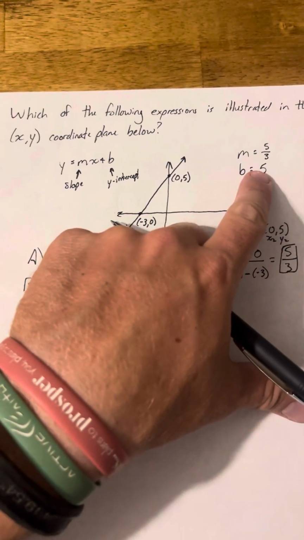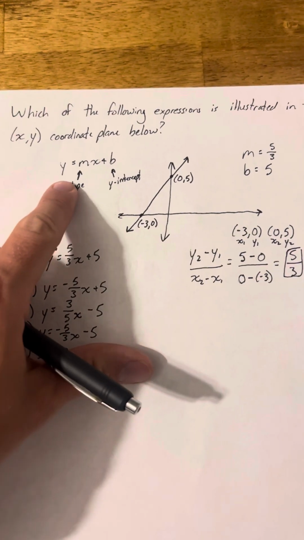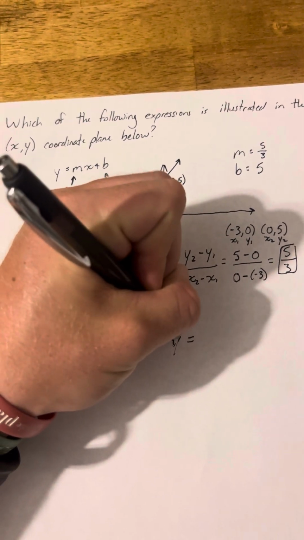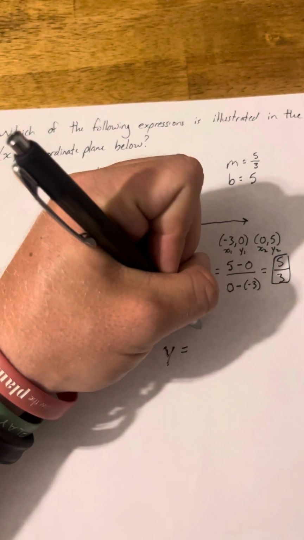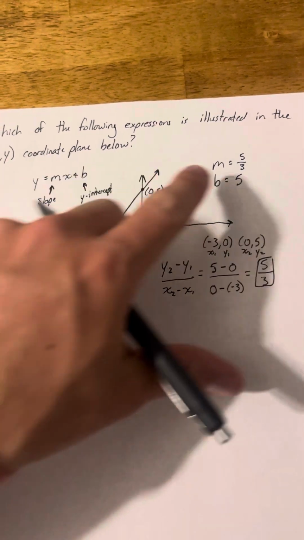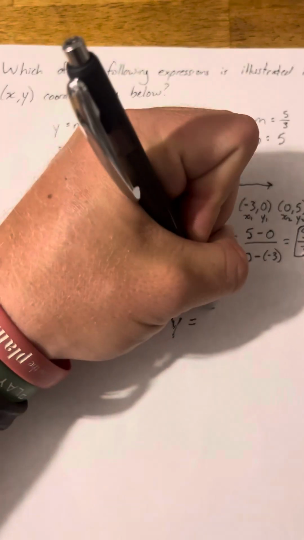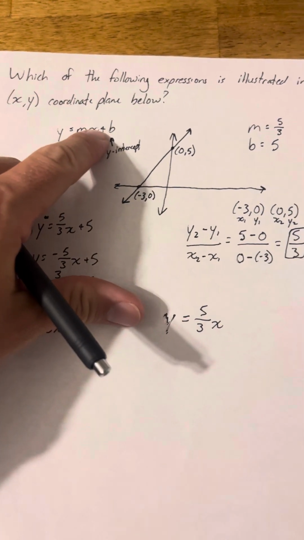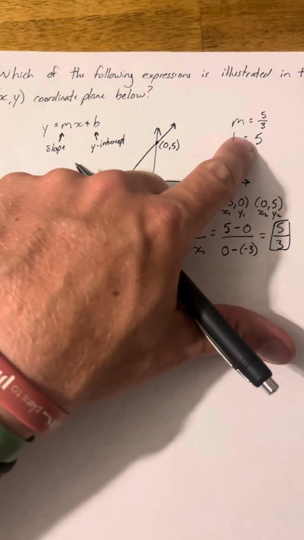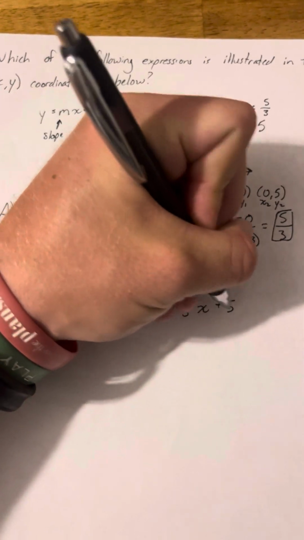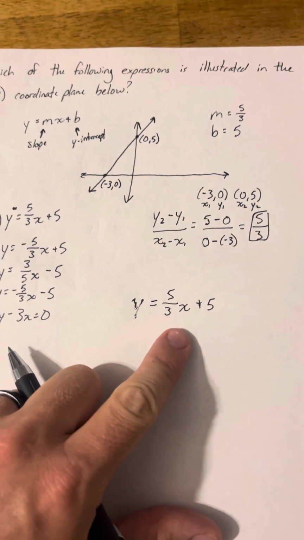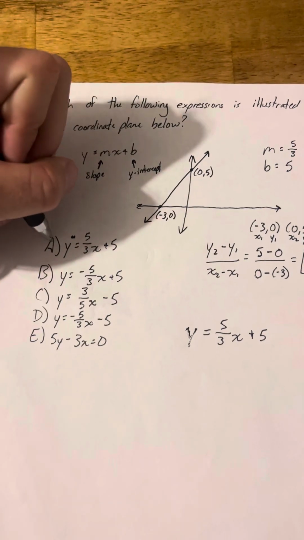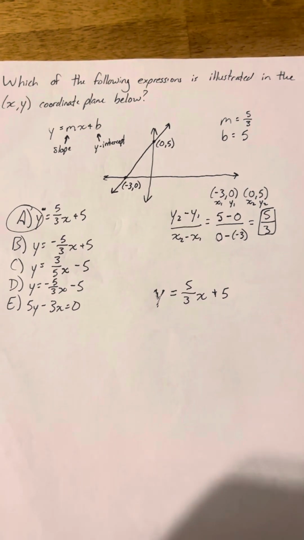So when I fill these numbers into my slope-intercept form, I get y equals my slope, m, we found is 5/3. So 5 over 3 x plus b, which is 5, that's my y-intercept, so plus 5, okay? So if we look over here, this matches A. So my answer here is A.